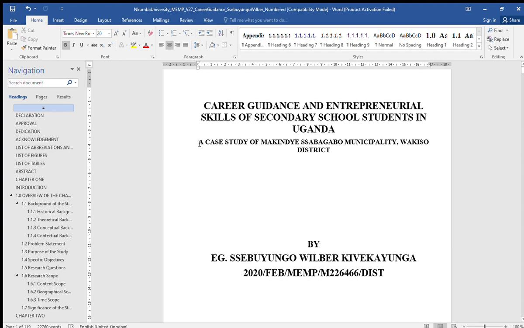Then where are you going to conduct your research? This is called a case. Here we're supposed to call this a case of Makindye Ssebuyungo Municipality, Wakiso District. A case here means that is where you're going to conduct your research. This actually should be connecting with your geographical scope. So on the cover page, one would like to see that reflected.